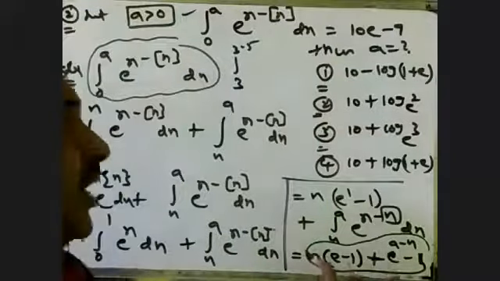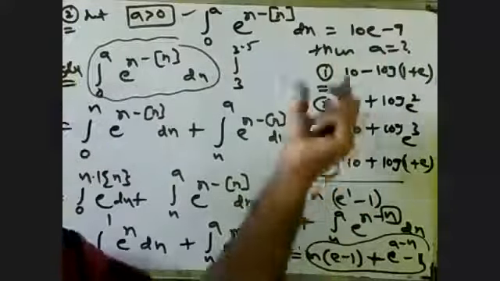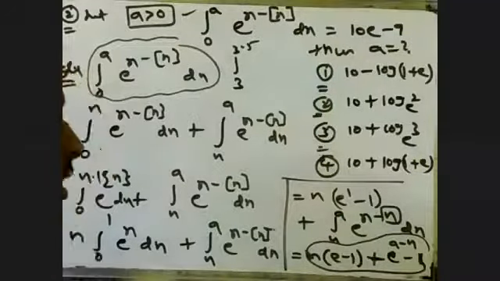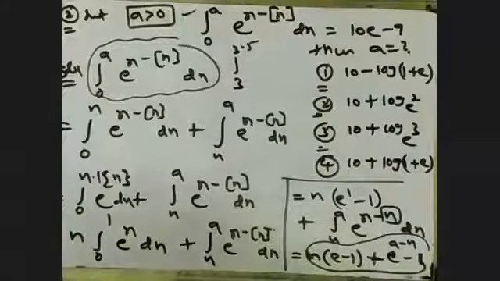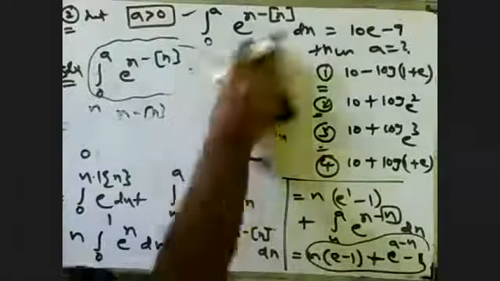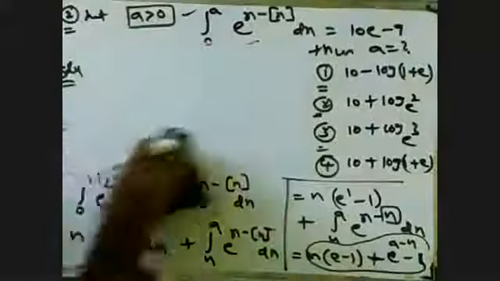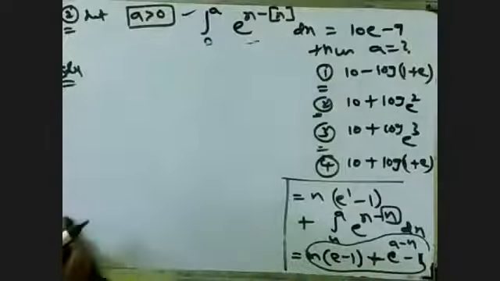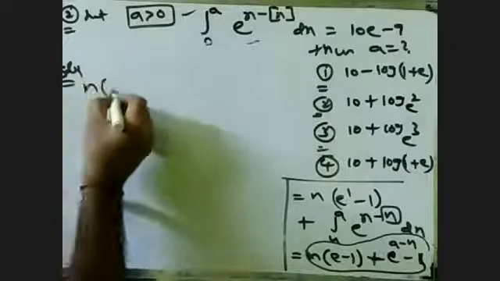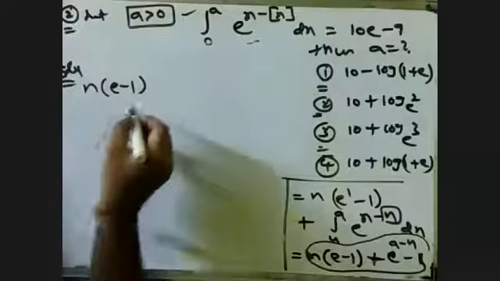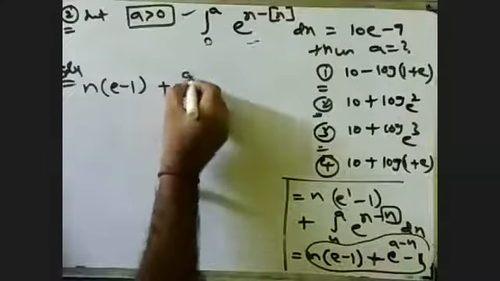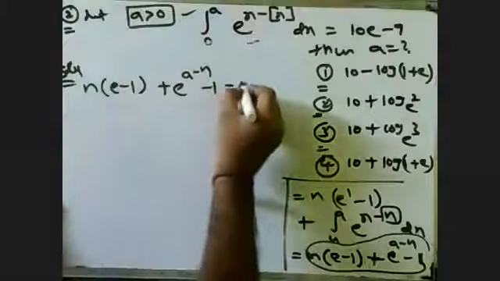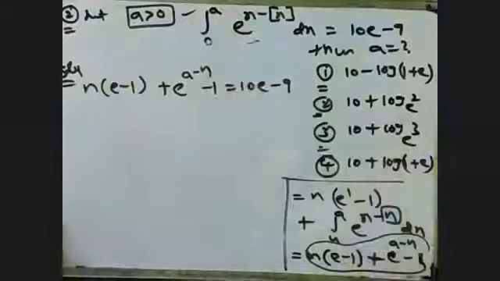This value is already given as 10e minus 9. On comparing, you'll get both the n value and automatically the a value very easily. Now let me explain. If I write like this, what happens? Now we have n into e minus 1 plus e power a minus n minus 1 is equal to 10e minus 9.